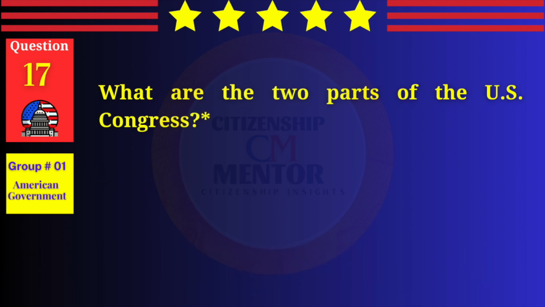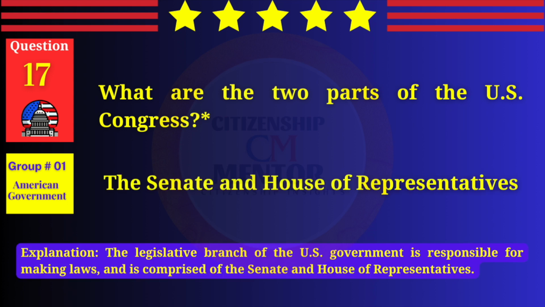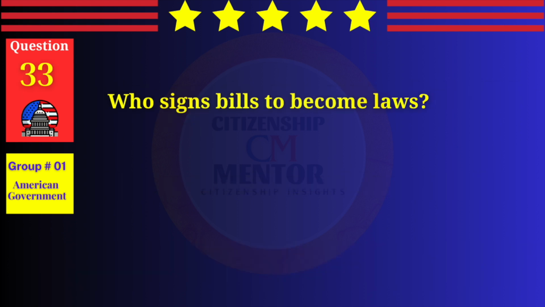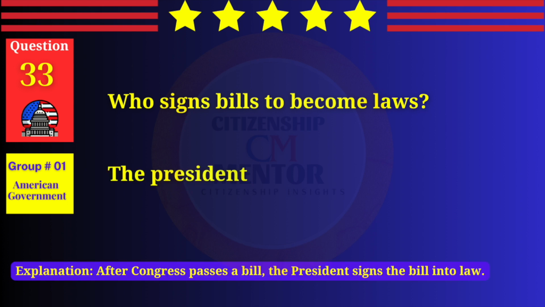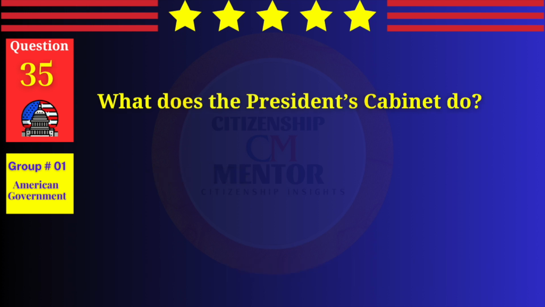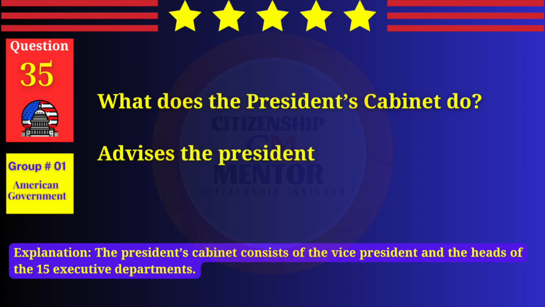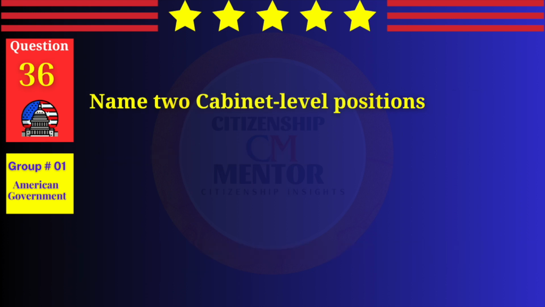What are the two parts of the U.S. Congress? The Senate and House of Representatives. Who signs bills to become laws? The President. What does the President's cabinet do? Advises the President. Name 2 cabinet-level positions.